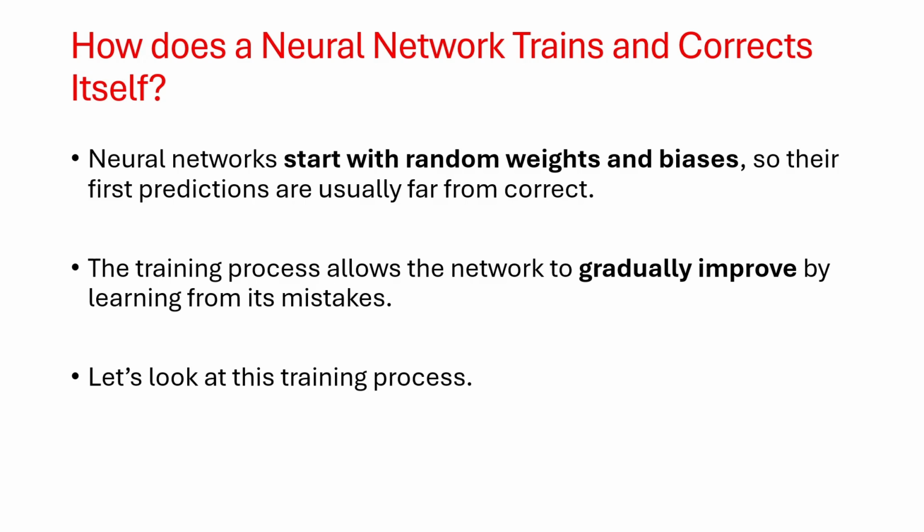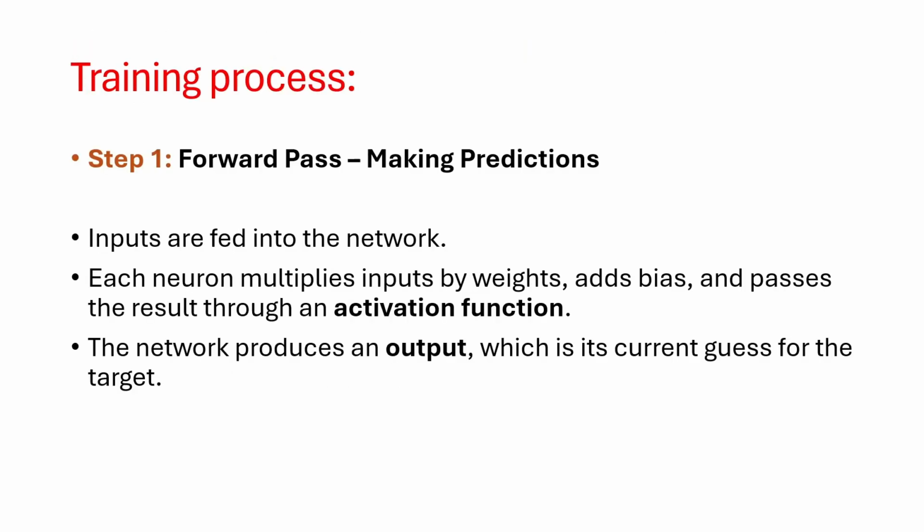Let's look at this training process. Step 1. Forward pass. Make a prediction. Inputs go into the network. Each neuron multiplies inputs by weights, adds bias, and passes the result through an activation function. The network produces an output, which is its current guess for the target.